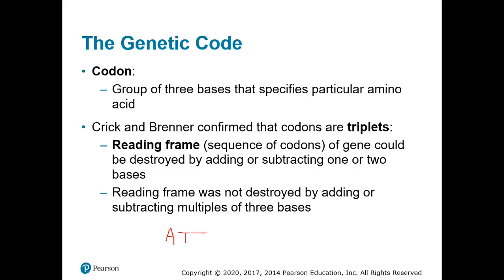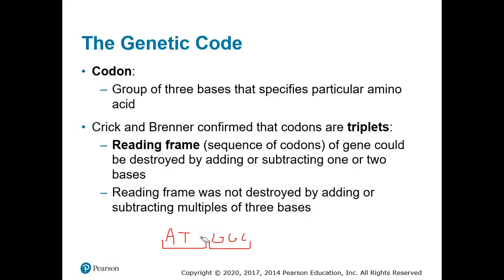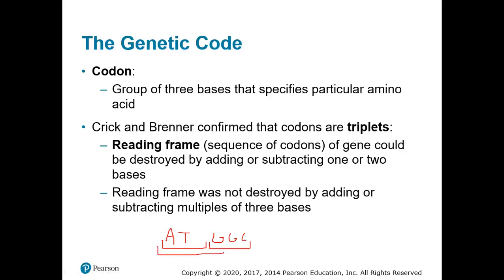So I'll draw it again here, some series of 3 like that. Now you'll notice what happens when we say delete a single nucleotide from our reading frame. Look what happens. Now our reading frame is destroyed, right? Now we have an entirely new codon, and we have a codon that's missing one at the end. So we've changed the way we read this entire code if we add in 1 or 2 bases.